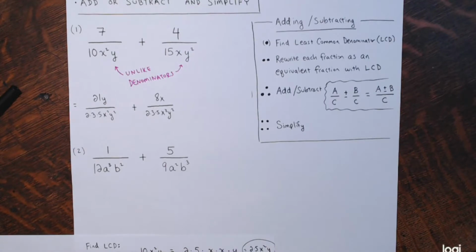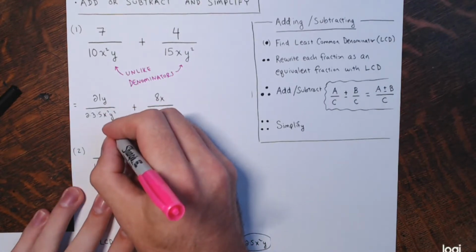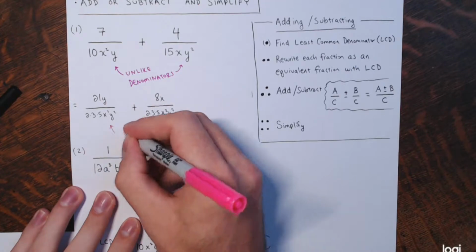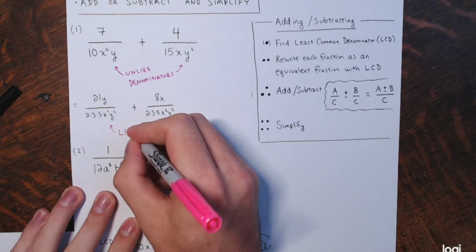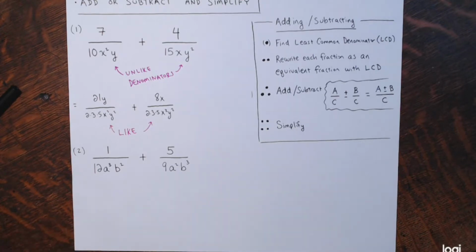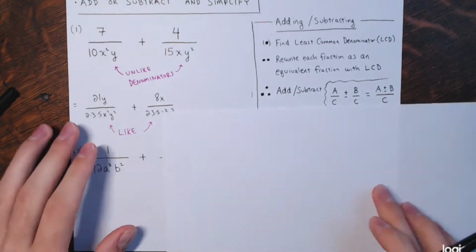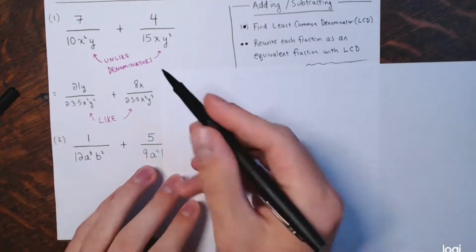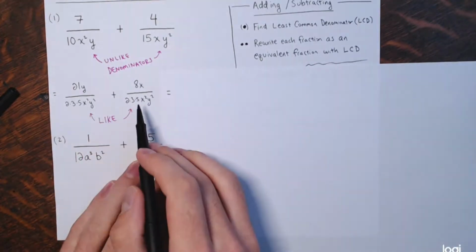Alright, now I have what I want in order to be able to add. Now the denominators are common, they're both the same denominator. And now that both denominators are the same, we can add the fractions. I didn't leave a lot of room here, but now that the denominators are the same, we can add these fractions.